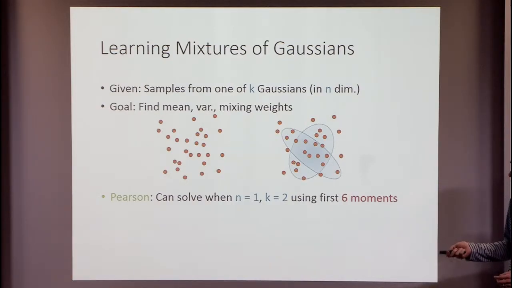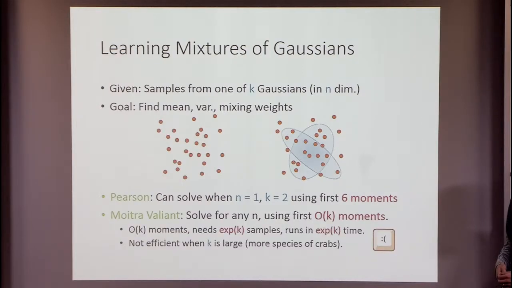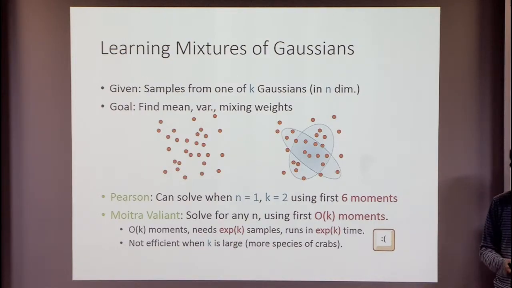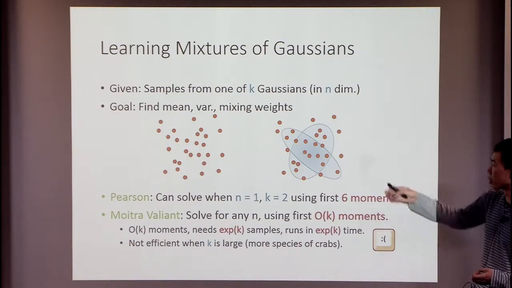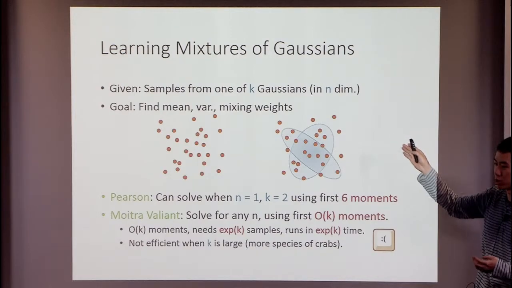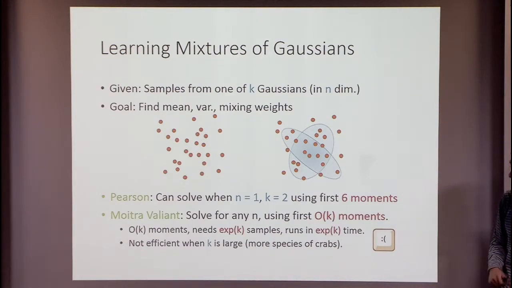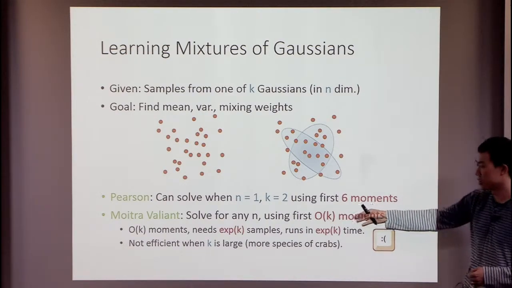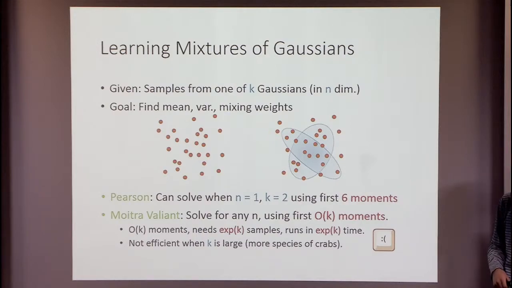Later, this result was generalized by Moitra and Valiant. They show that the same idea can be used to learn a mixture of Gaussians for an arbitrary number of Gaussians and arbitrary number of dimensions. And instead of the first 6 moments, they use the first order k moments, where k is the number of Gaussians we want to learn.